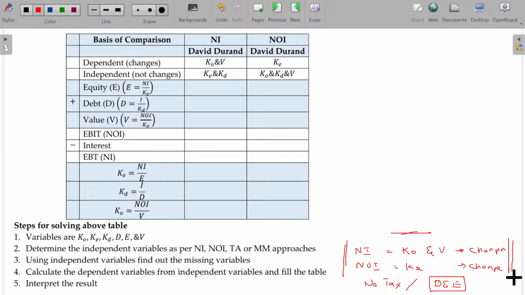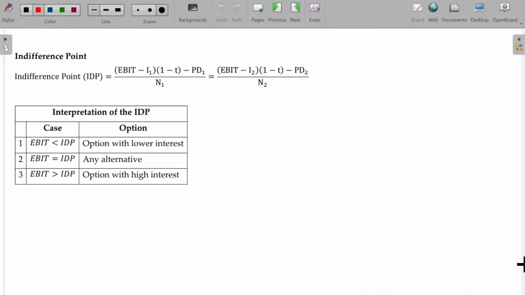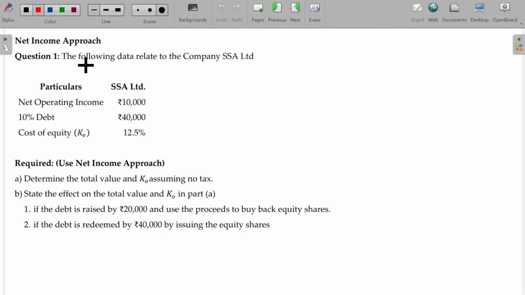Clear? Let me now proceed with the first illustration. Shall I move on? See, the following data is related to the company SSA Limited. Use the net income approach to determine the total value and KO, assuming no tax. Usually we don't have tax.